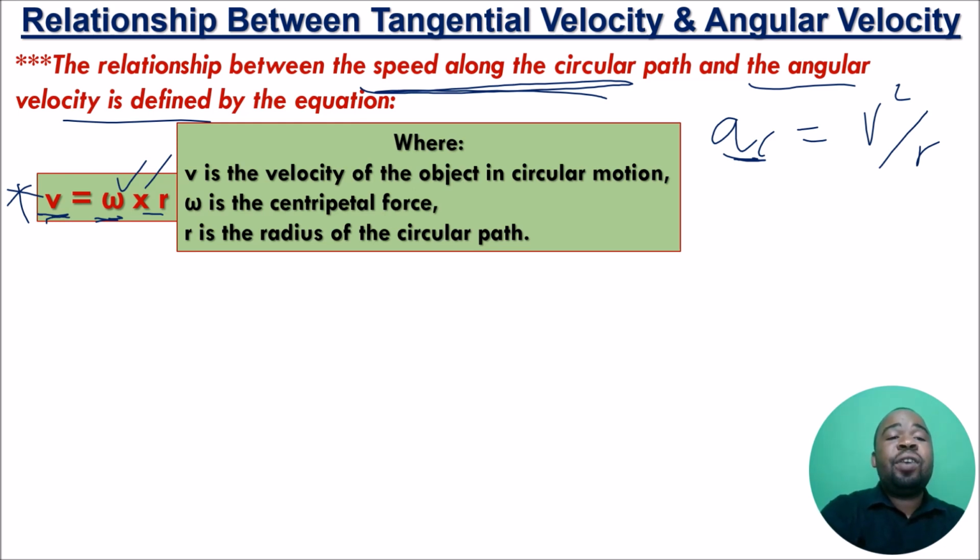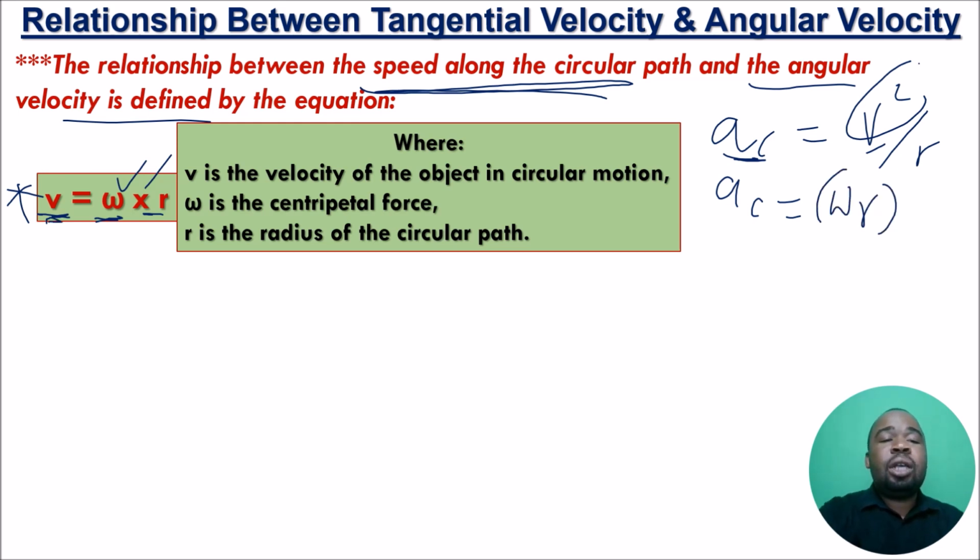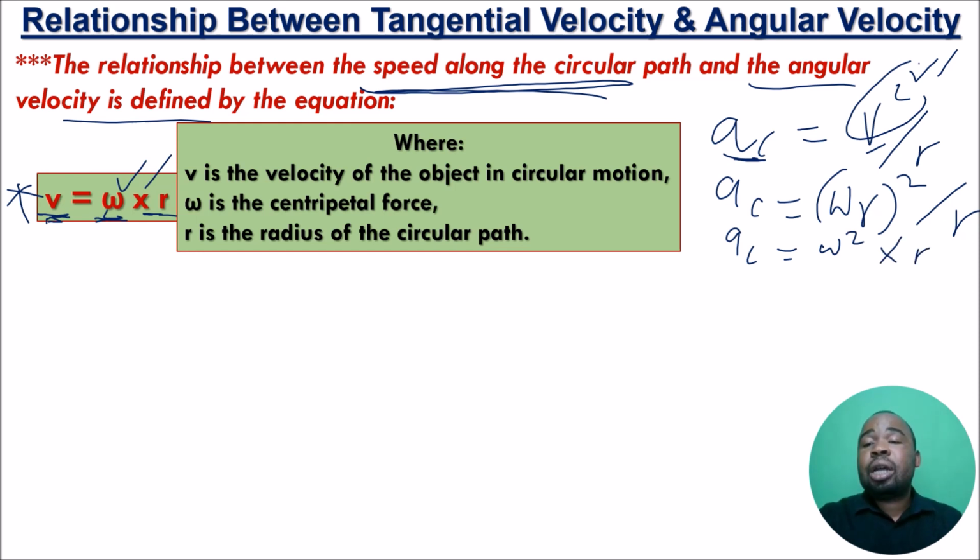Since we know that v is omega r, we can put omega r where there is a v, in such a way that we say centripetal acceleration is equal to, instead of writing v, we are going to write omega r. Why? v is equal to omega r. Then we square it, divided by r. What are we going to get? We'll get our centripetal acceleration is omega squared r times r. This will go with this, and the omega is distributed inside.